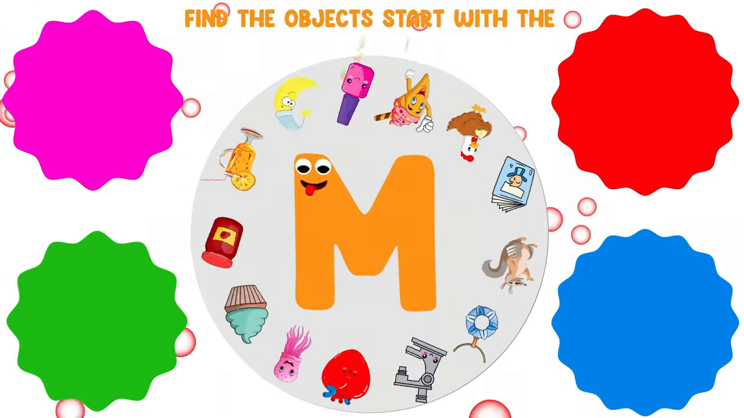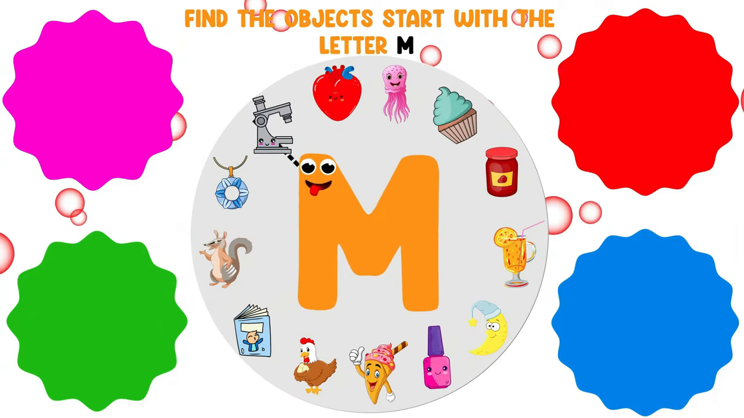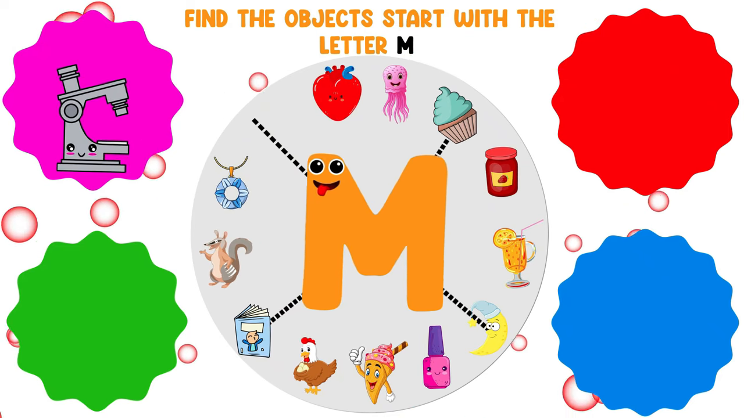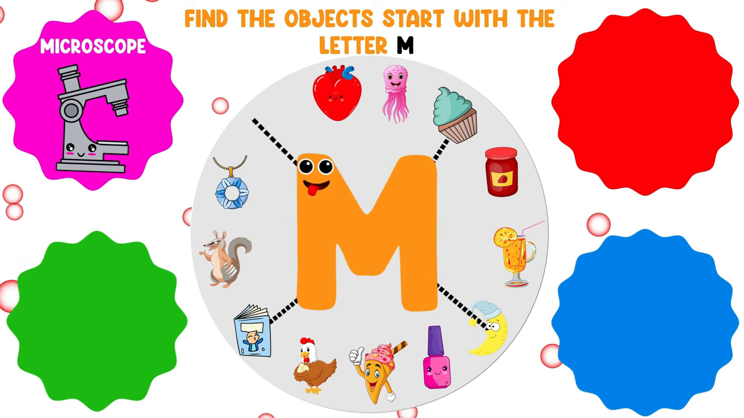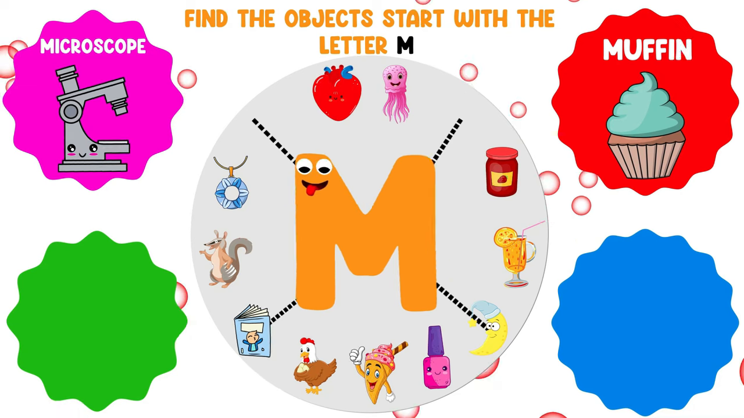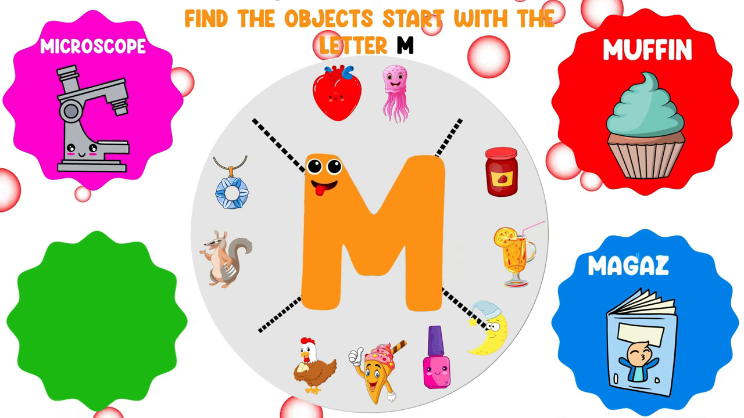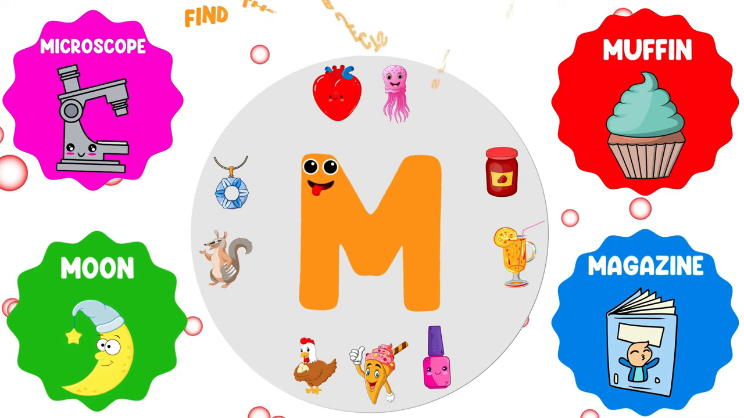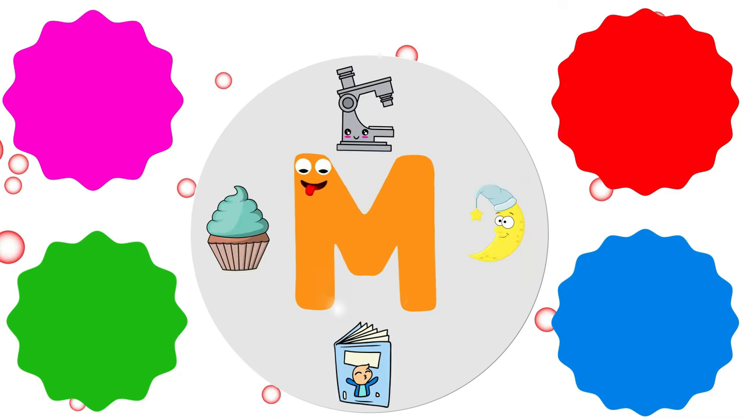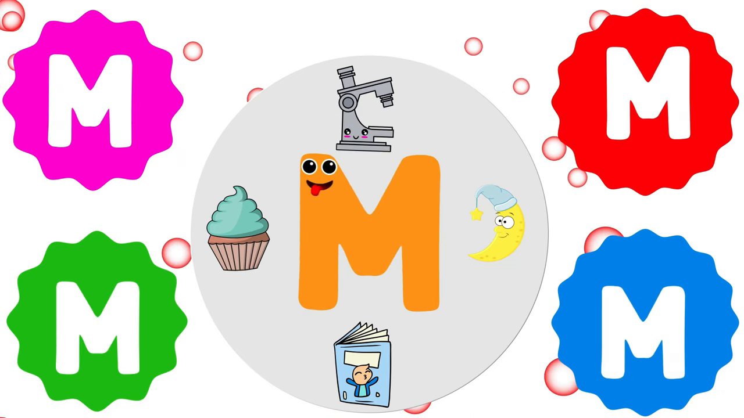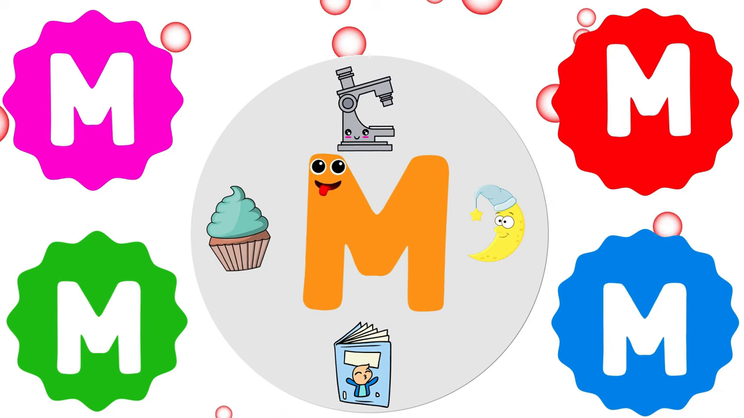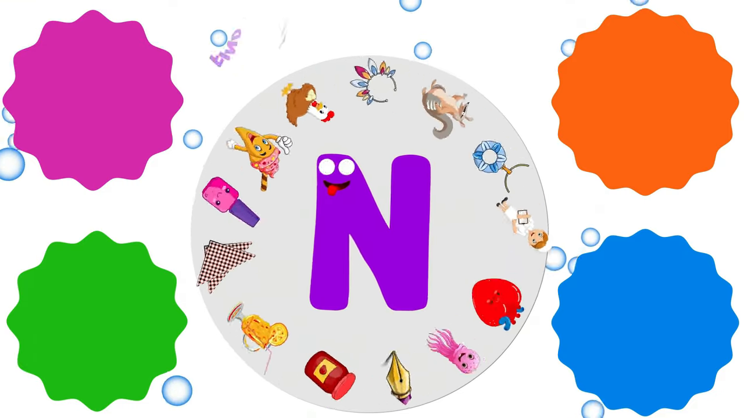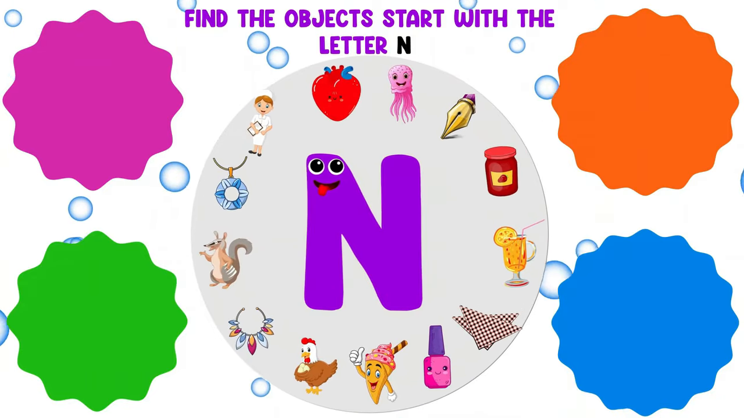M. Find the object that starts with the letter M. Muffin. Magazine. Moon. M. Microscope. Muffin. Magazine. Moon. Find the object that starts with the letter M.